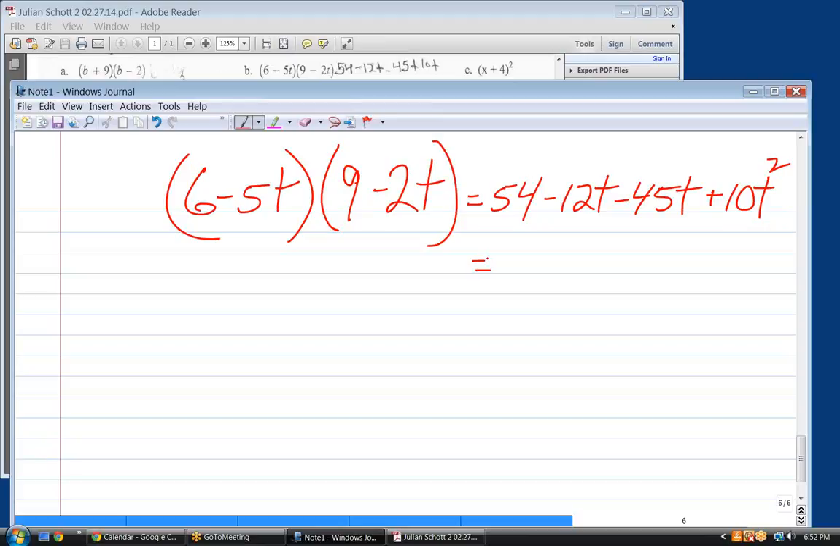So how should I write this answer? What's the proper way to write it? 10t squared, I think. Yeah, you start with the highest degree variable. Minus 57t. And plus 54. Good. Perfect. Okay.